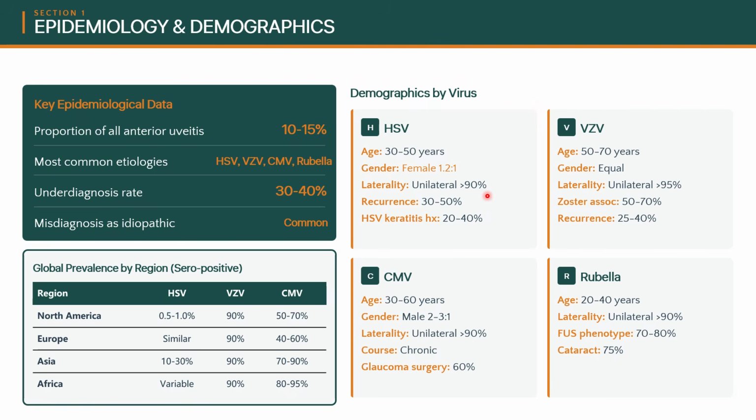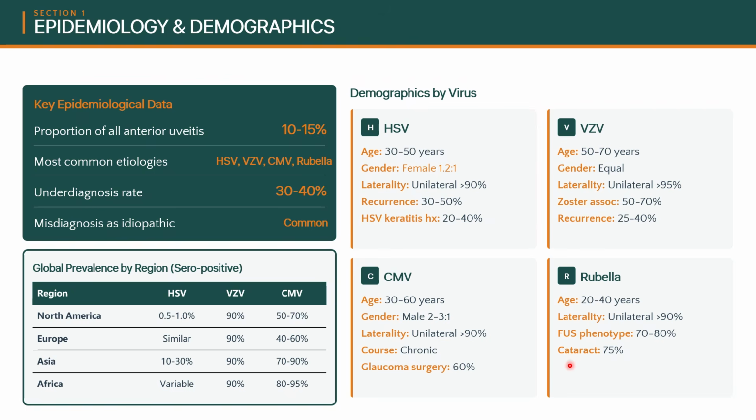And also a history of recurrence is usually high, especially in herpes and varicella zoster, and also in rubella presentation, especially when it presents as Fuchs heterochromic uveitis. Another thing regarding the complications: herpes simplex is usually associated with keratitis, varicella zoster is usually associated with skin manifestations, and the common complication of cytomegalovirus is secondary glaucoma, and of rubella is secondary cataract.